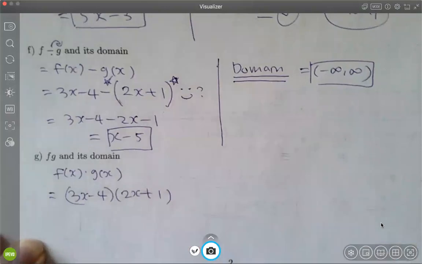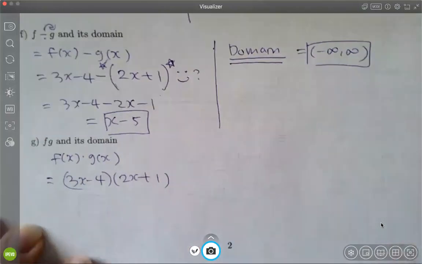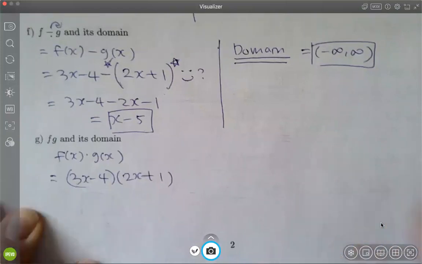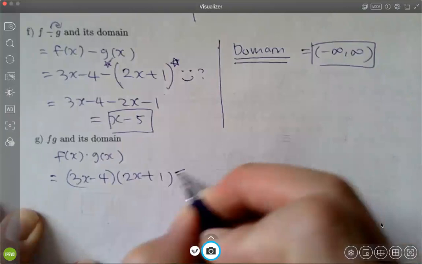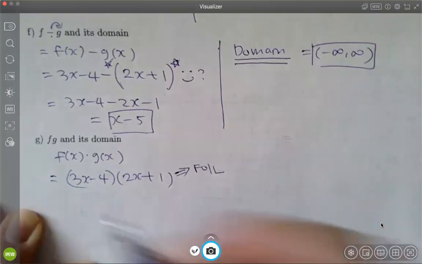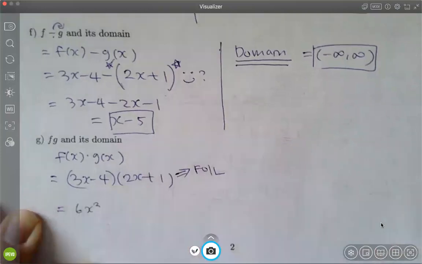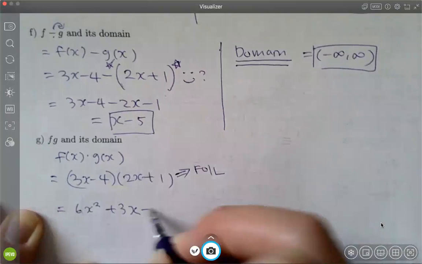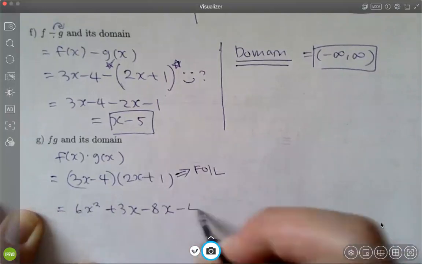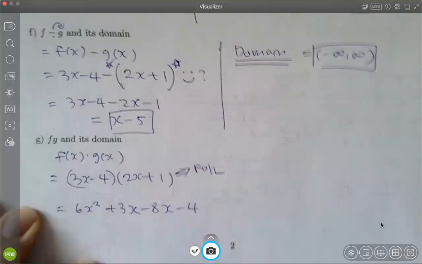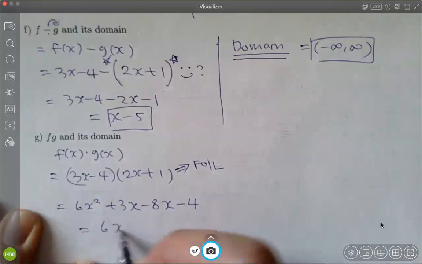Okay, so we are multiplying these two. So now, how do you clear parentheses? What's the only way? Well, FOIL, right? Okay, so what do you get? 6x squared plus 3x minus 8x minus 4, right? Okay, so combine like terms, 6x squared minus 5x minus 4, right?